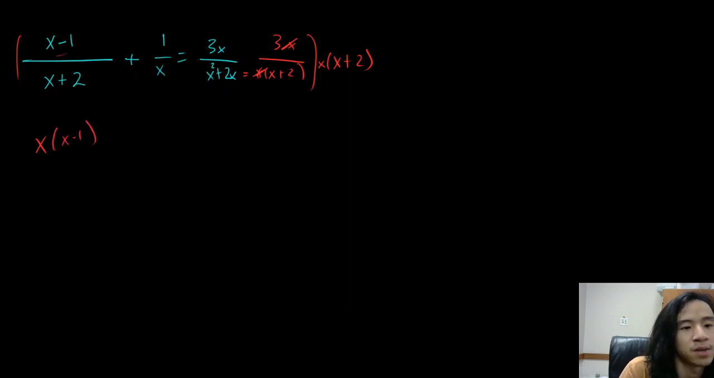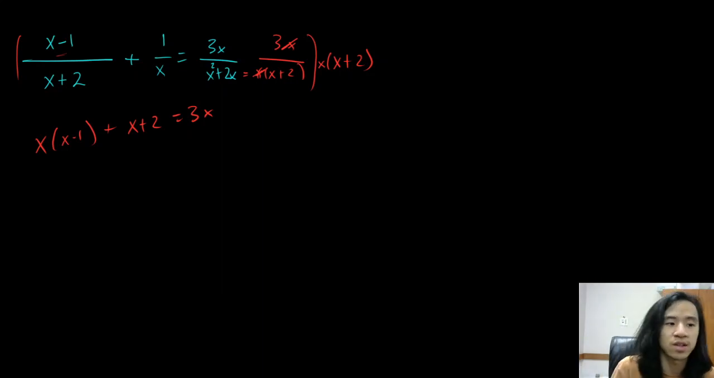That's how I got that. And then plus 1 over x times this. So the x's will cancel out. So you're just left with x plus 2, or 1 times x plus 2, is equal to 3 times the x plus 2's will cancel out, so you're just going to be left with 3x. And now we can solve this like normal.